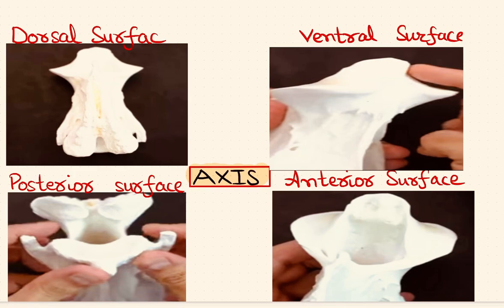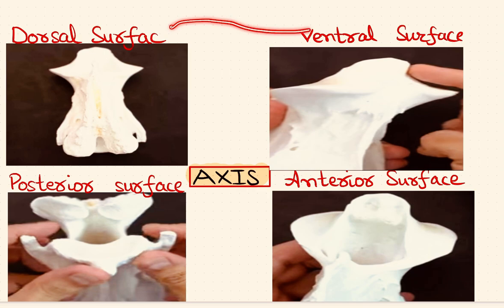Hello everyone. Today in this video we are going to study about axis bone. Now what is axis bone, where it is located, how it looks, what are its processes and all. Let me tell you all about it. Axis is the second cervical vertebra.